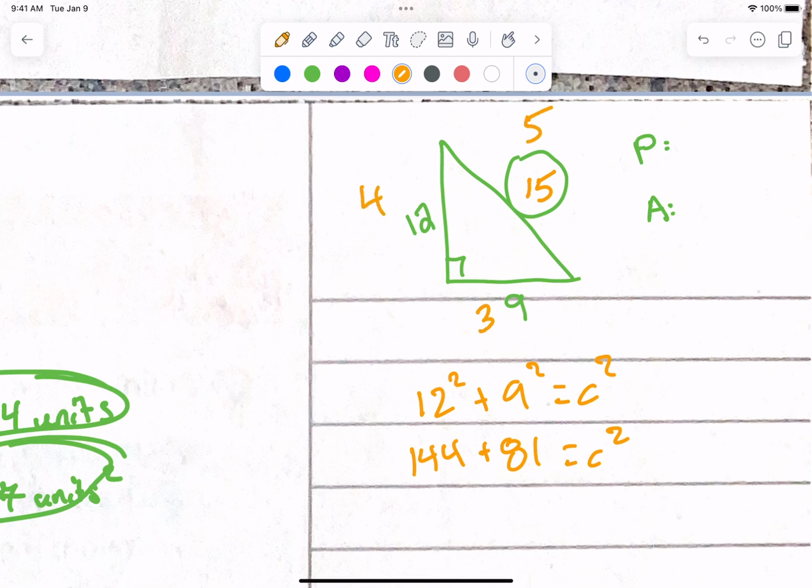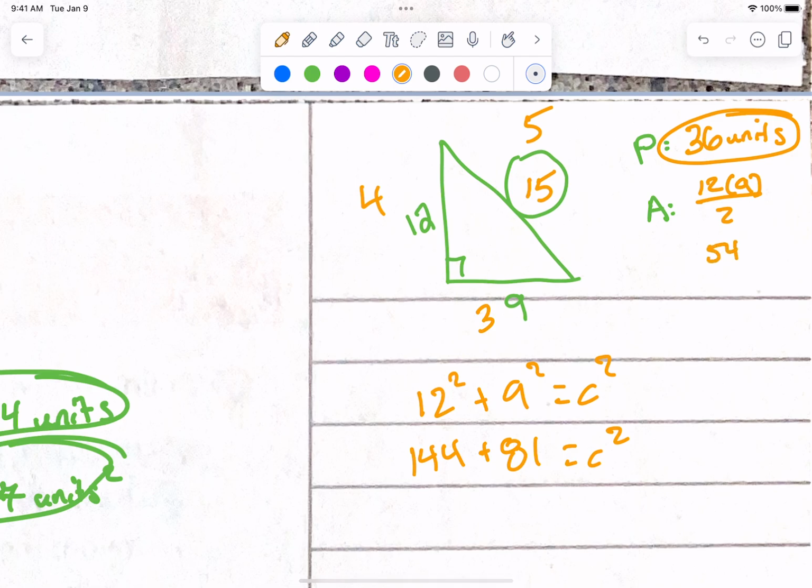Did you know that? Sure. 15. Oh, we'll learn those in this class. Perimeter then would be 24 plus 12, so 36. Did you get 36 for the perimeter? Yep. Units, whatever, just units. Area. 12 times 9 divided by 2. 54. Units squared.